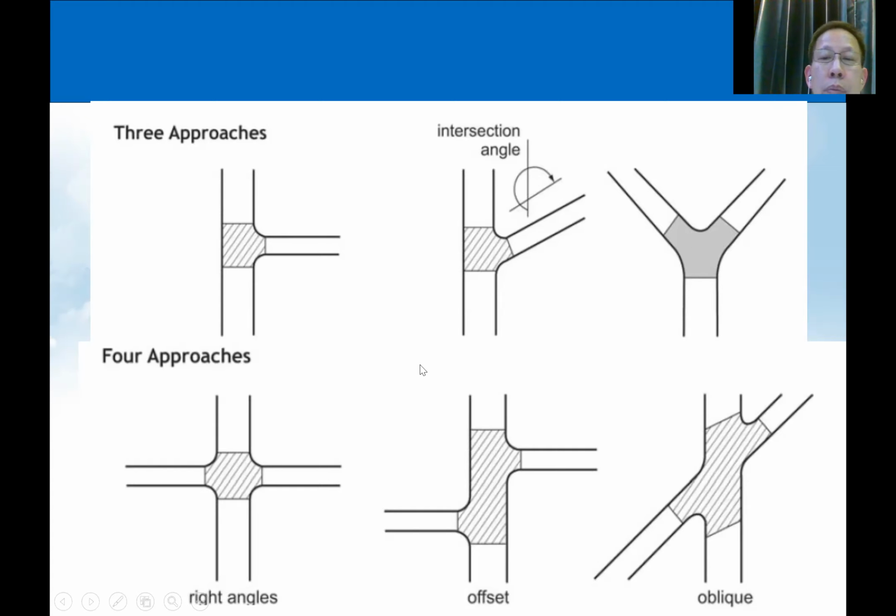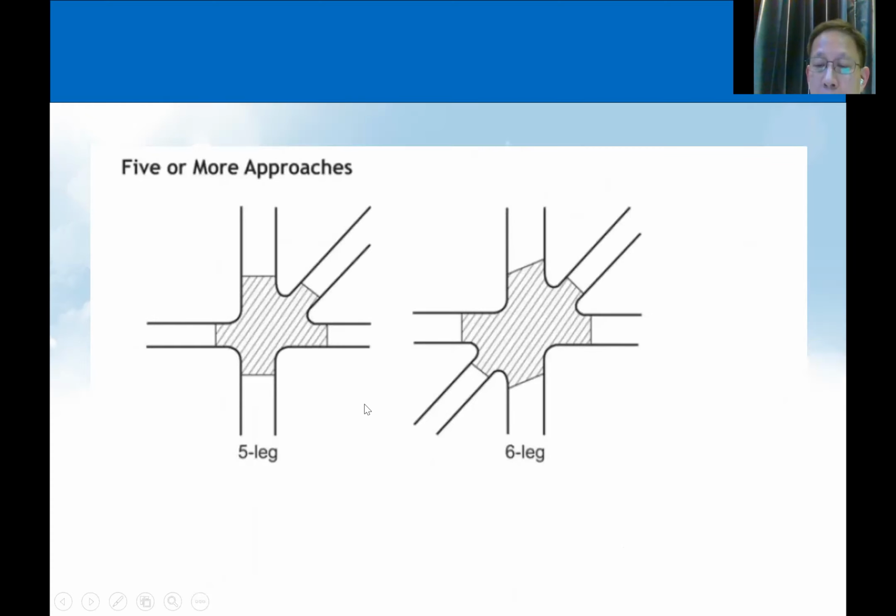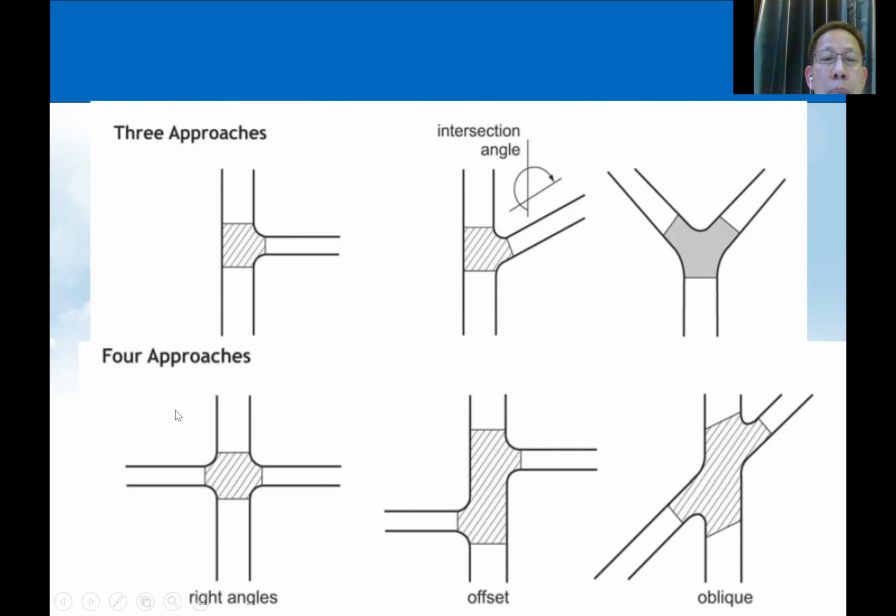We have to identify which one is the main road. For 4 approaches, this is a typical right angle offset, offset to the minor street, but it's not connected at right angles. You know, oblique, something like this.